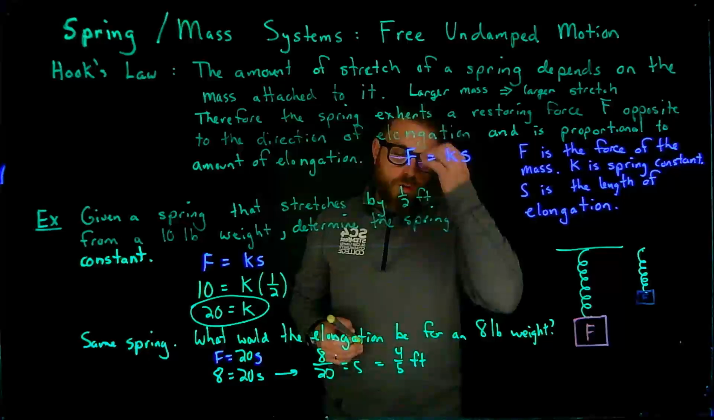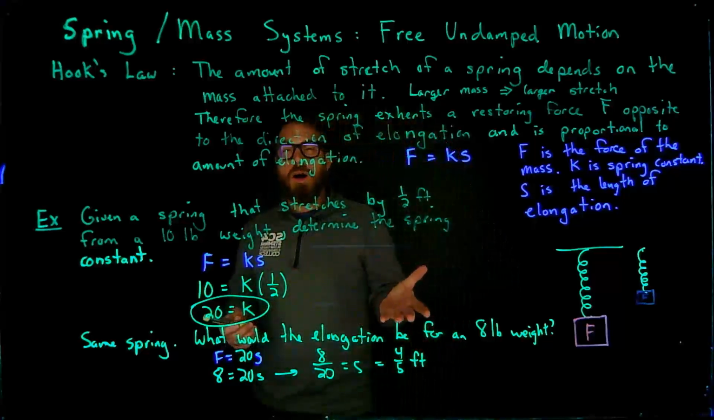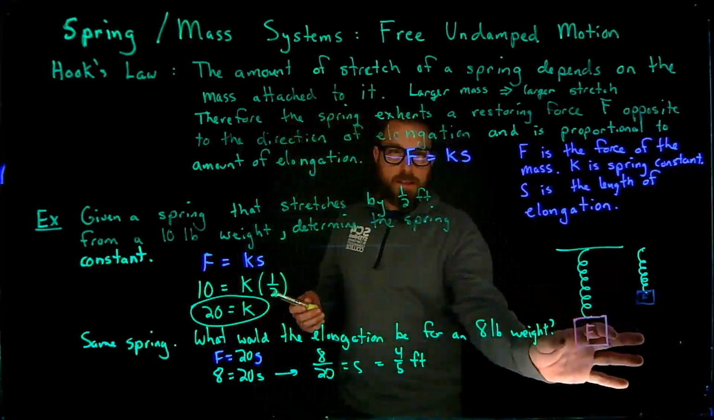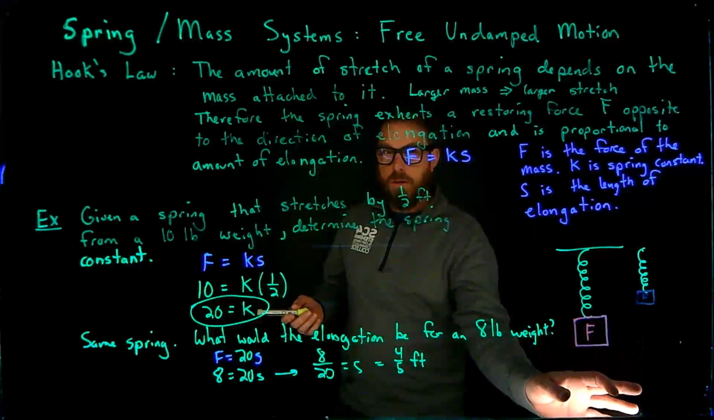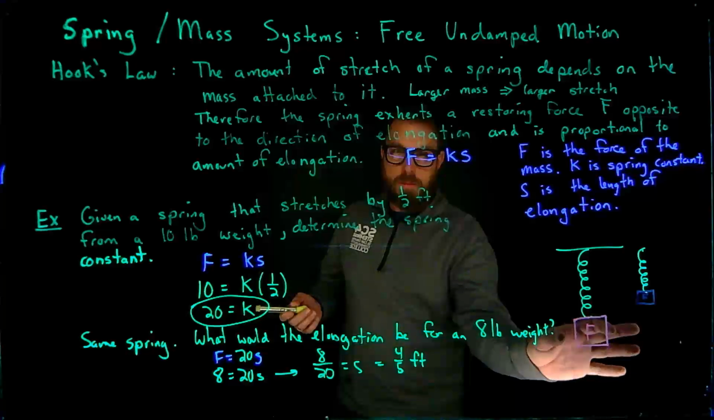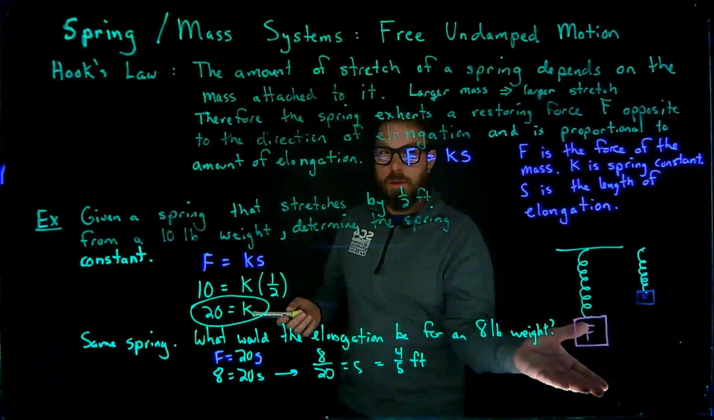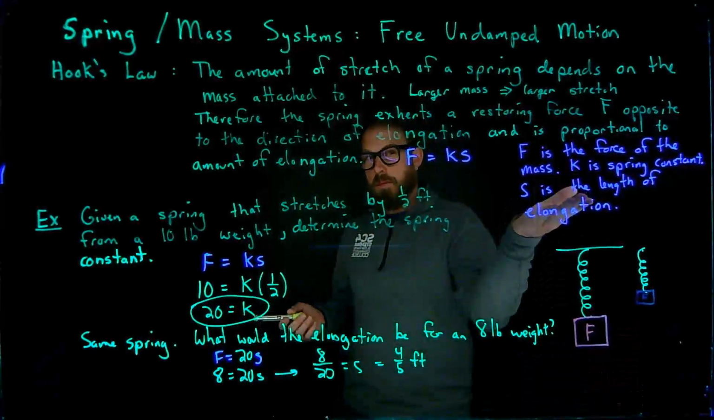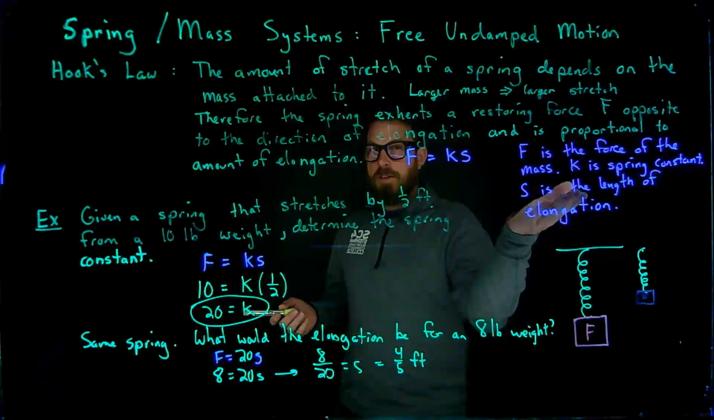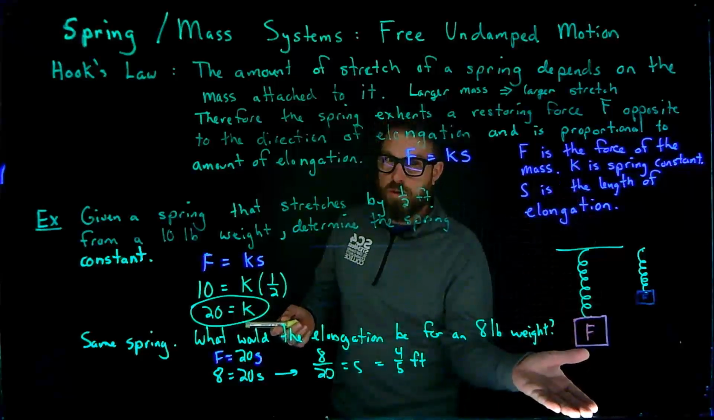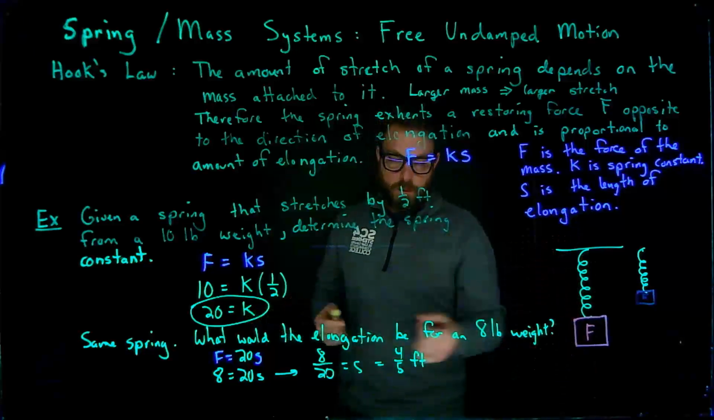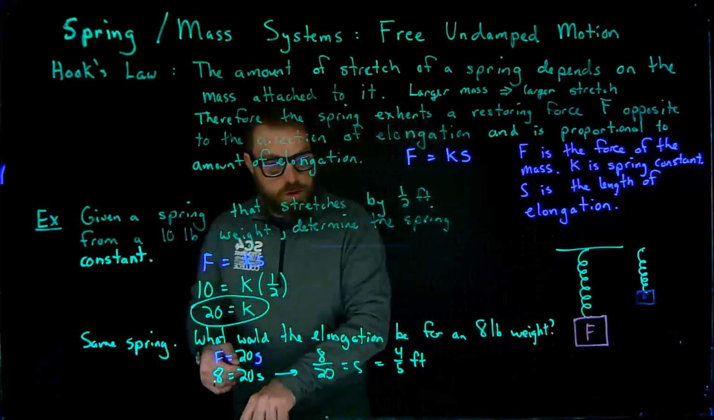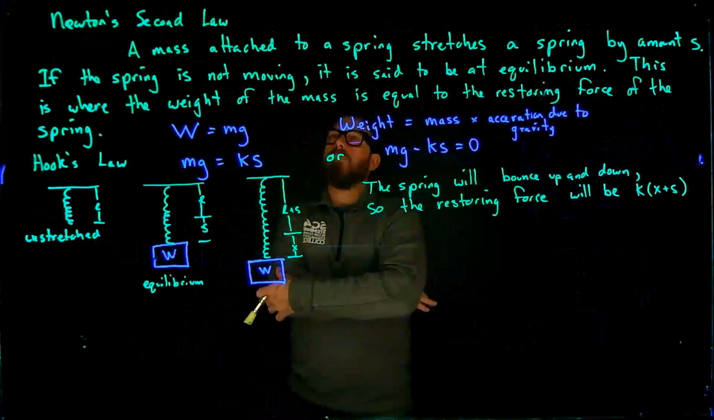All right, now we're going to use Newton's second law to talk about what happens if I take this mass and I pull it down and then I let it go. If you pull this mass down and let it go, the restoring force is going to shoot it back up. And then the mass is going to pull it back down, and the restoring force is going to shoot it back up. So you're going to see this spring bounce back and forth. So let's talk about that, which comes down to Newton's second law.